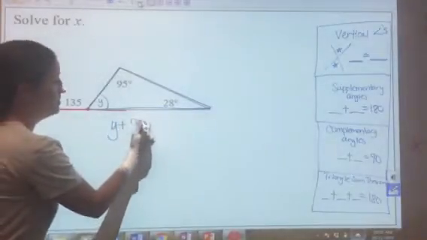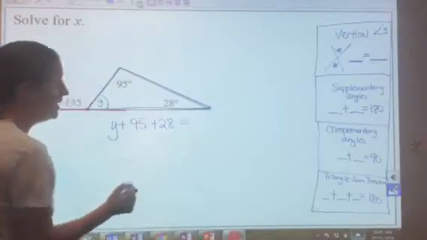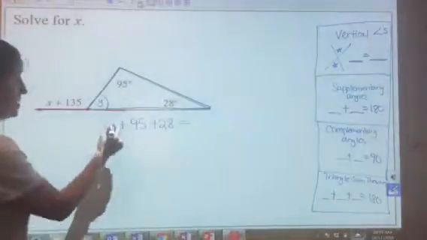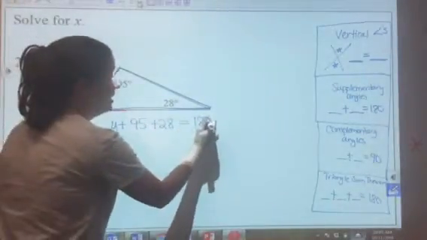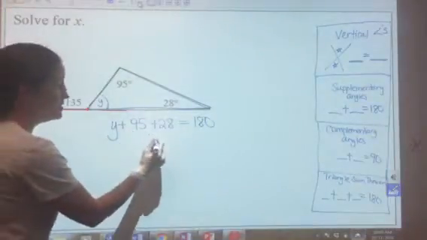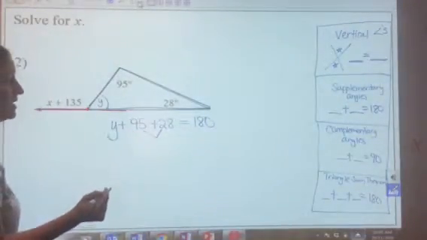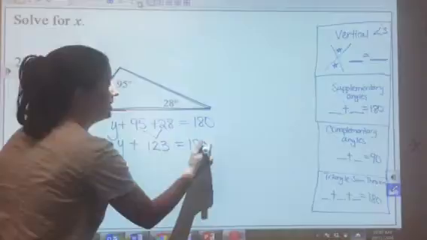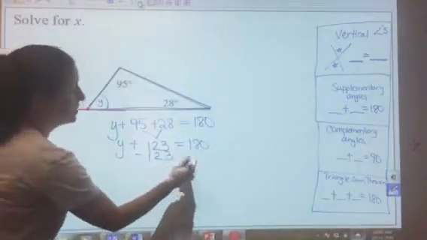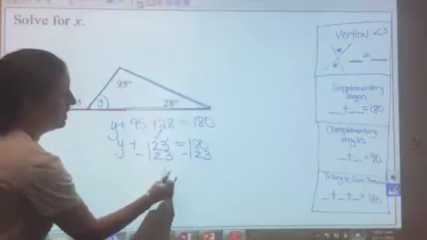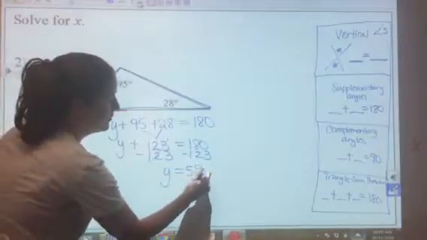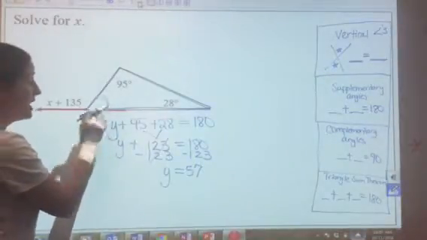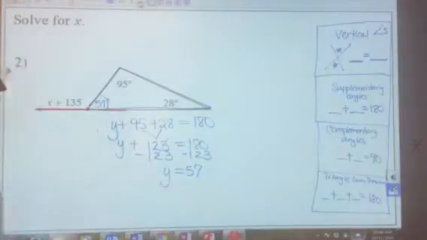So my first step is to find the missing angle measurement inside the triangle. I know that whenever I have a triangle, the three angles add up to 180 degrees. So y plus 95 plus 28 equals 180 degrees. Combine my like terms, 95 and 28 is 123. So y plus 123 equals 180. Subtract 123 from both sides, and I'm left with y equals 57. And since y does represent the angle measurement, we know that this angle is 57 degrees.